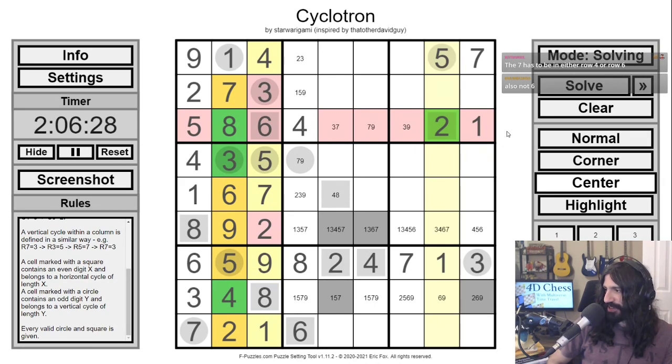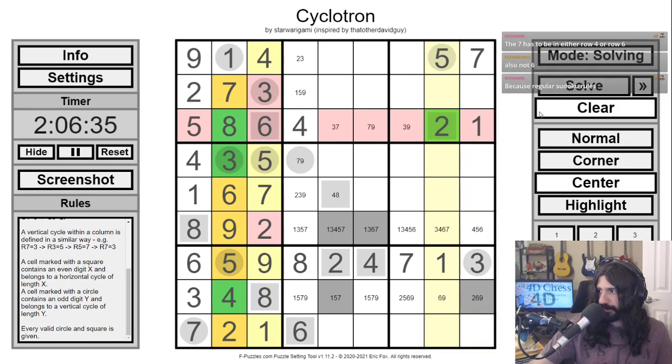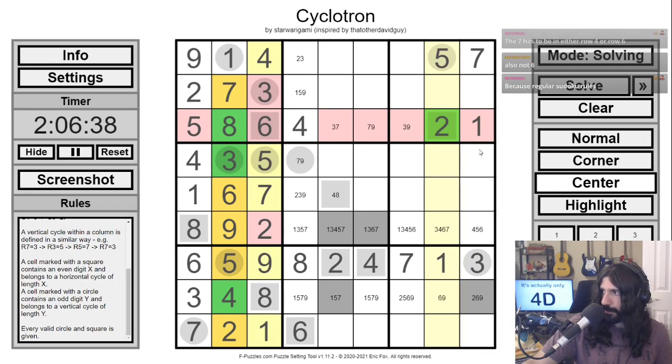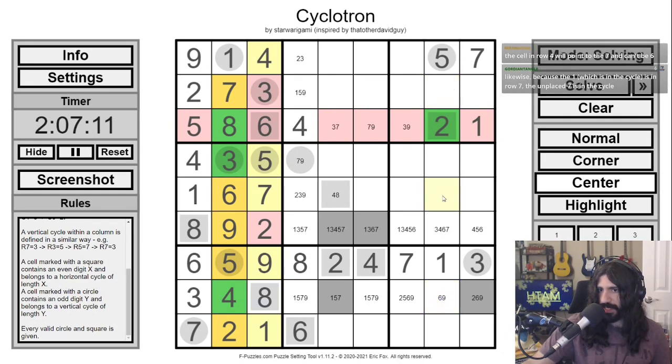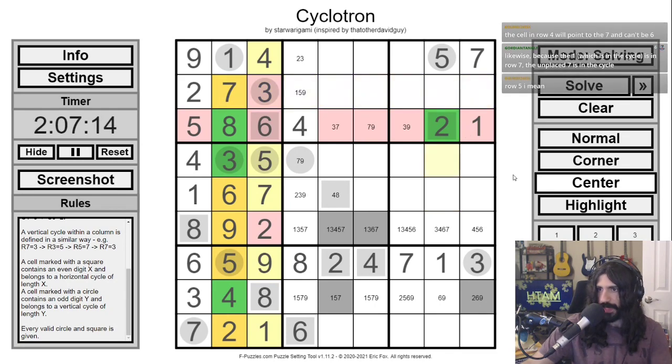Hi, drunk chess. Welcome to the chat. Not box 3, not box 9, and not row 5. Only 2 places. So the 7 can be... Okay, so you're saying the 1 is in the cycle because it points to the 5, which is in the cycle, and because the 1 is in the cycle, something has to point to the 7. And that thing, wherever the 7 is, has to be in the cycle. It can't be here. It can't be here, and it can't be here because of regular Sudoku rules. So where's the 7?